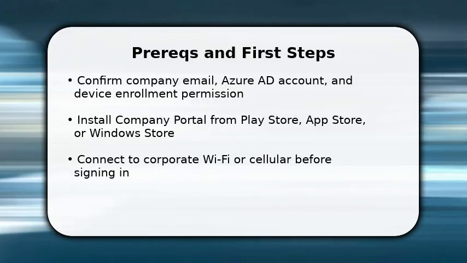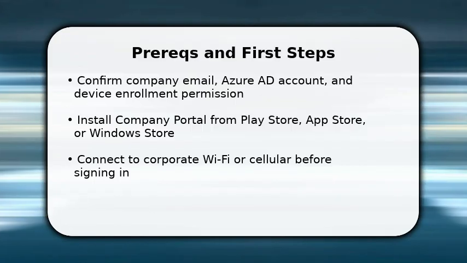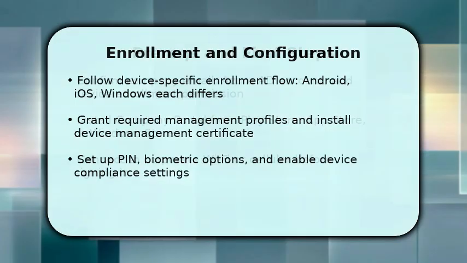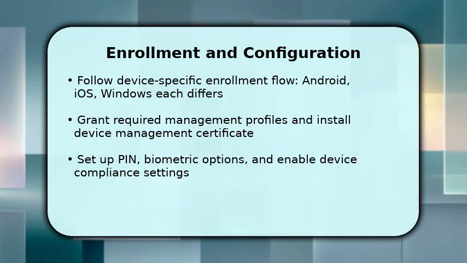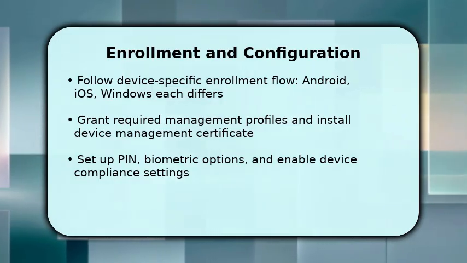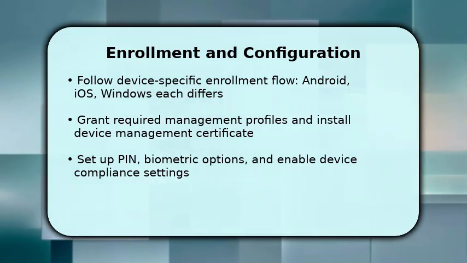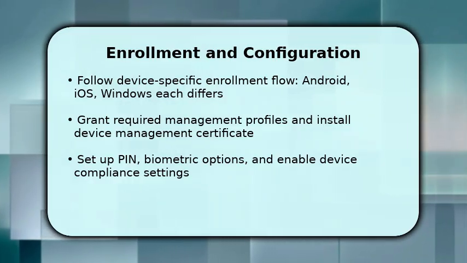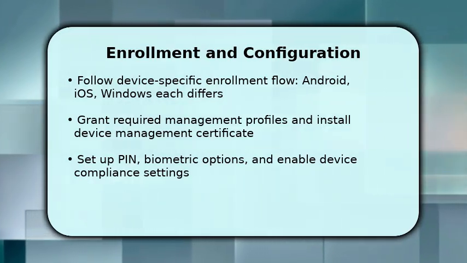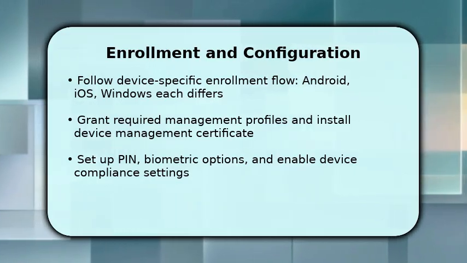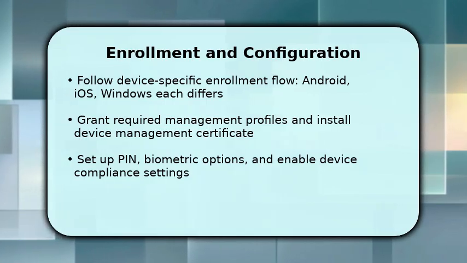After signing in, you'll see your company dashboard and an initial enrollment button. Tap that to begin enrollment now. Once done with initial sign-in, follow the enrollment flow for your platform. Android will request a device admin or work profile, iOS will prompt configuration profile installation, and Windows walks you through Access Work or School. Make sure to install any device management certificates and accept required permissions so policies can apply.